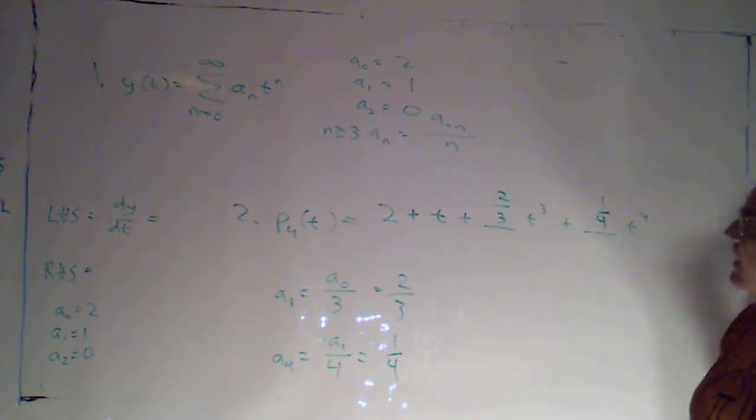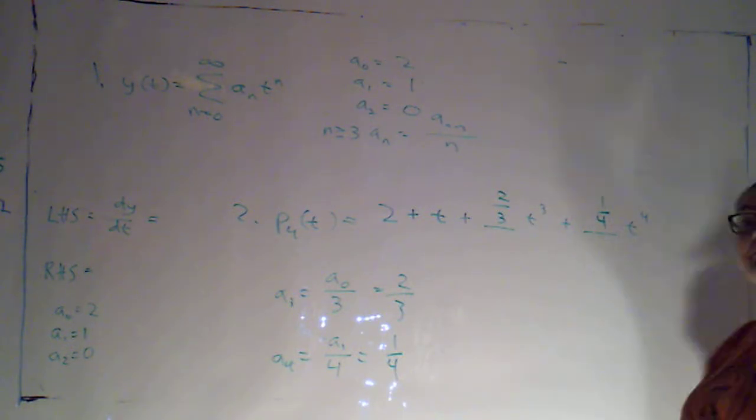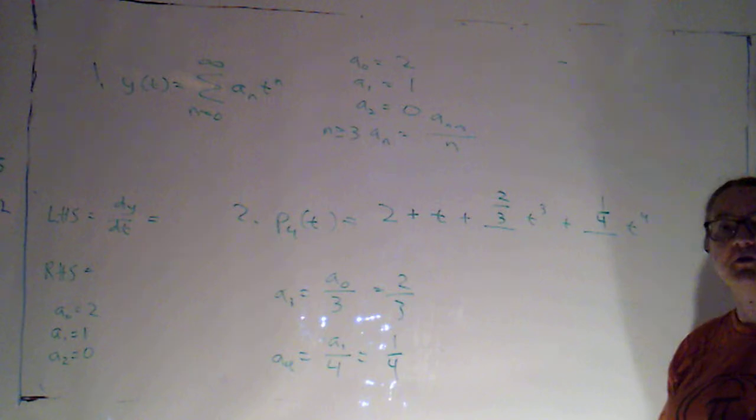Okay. So I've described the entire series, and I've also found that series up to and including the fourth term, otherwise known as the fourth Maclaurin polynomial.